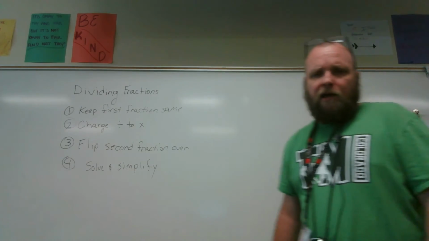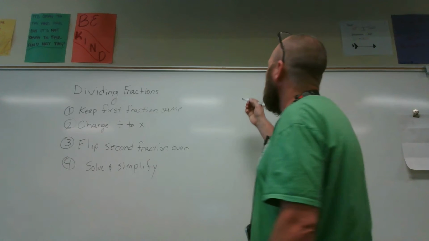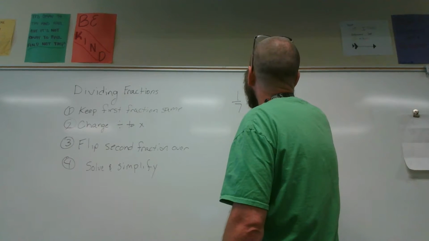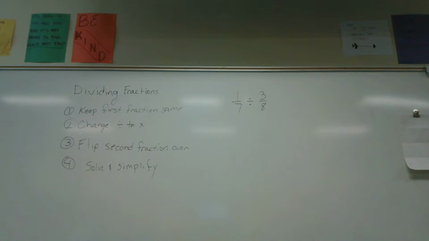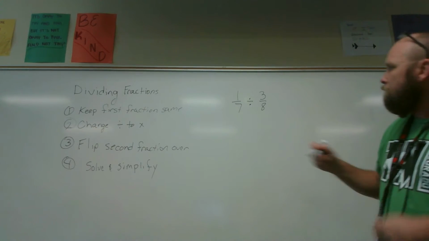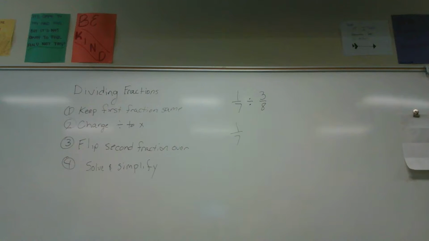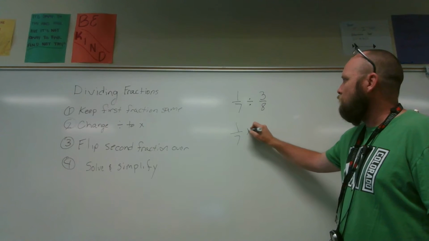Let's look at an example problem. Let's take 1/7 divided by 3/8. Shina, what do I do first? Keep the first fraction. Good. So 1/7 is going to stay 1/7. Shina, what do I do second? Flip the division sign to multiplication. Good. Change the division to multiplication.